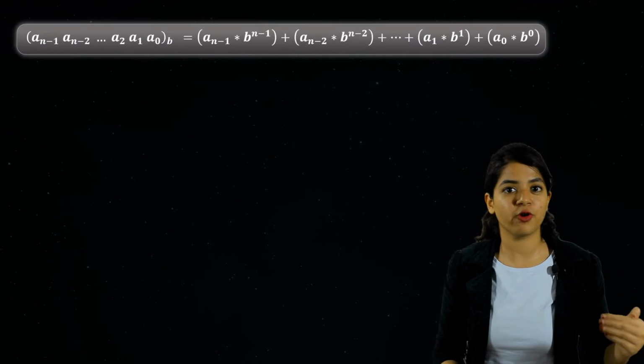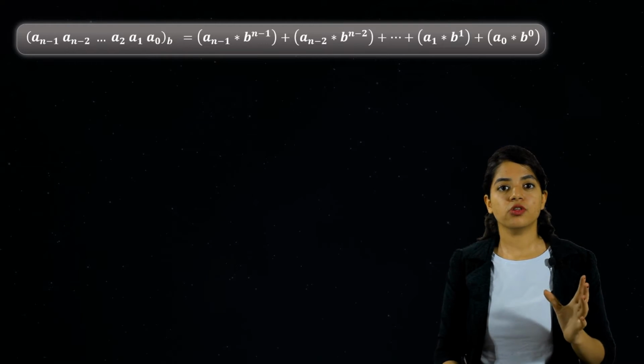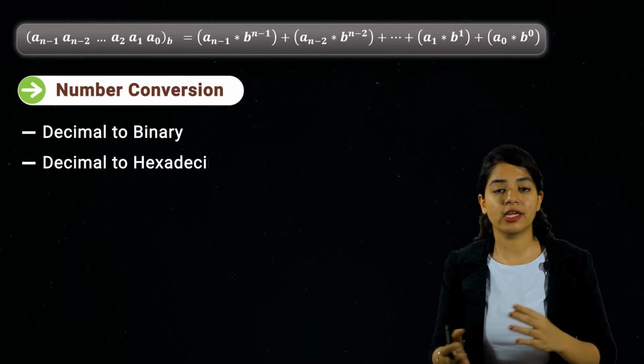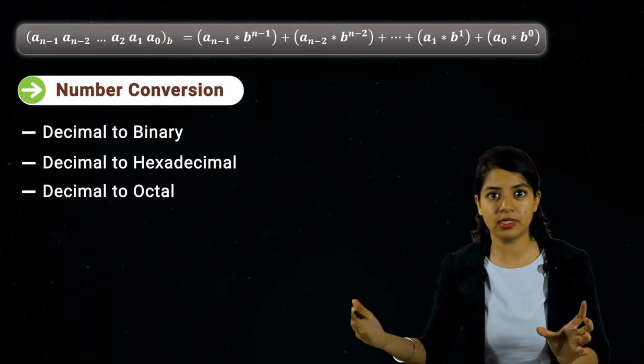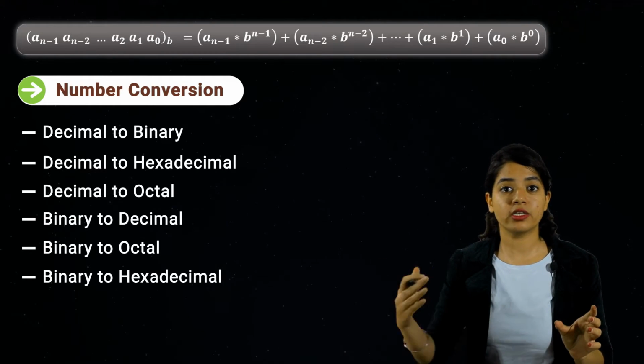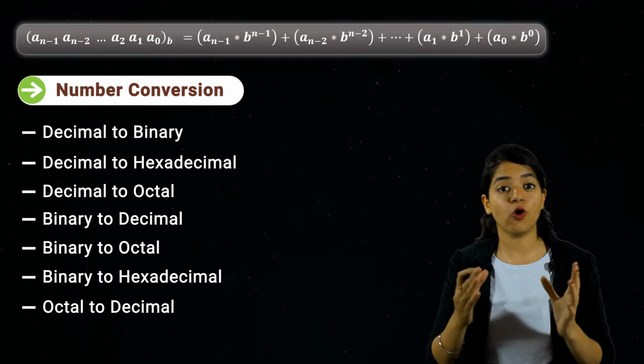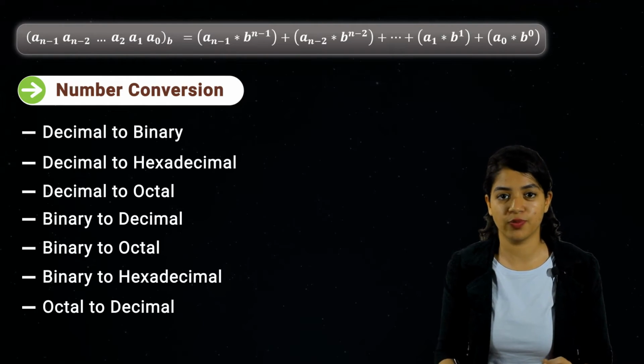Hello everyone. Till now we have seen how to convert from any number system to decimal number system, and we have already seen the generic formula for it also, right? So now we will see the number conversions like from decimal to binary or from decimal to other number systems, from binary to other number system, and from octal to decimal and so on. So we will cover all the number conversions in this video.